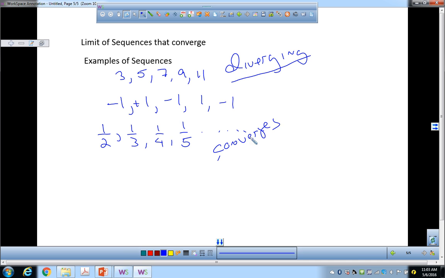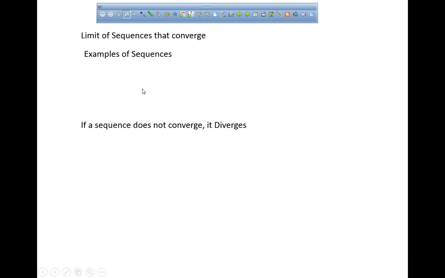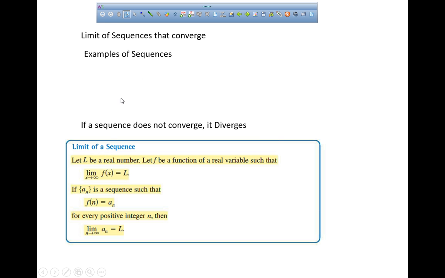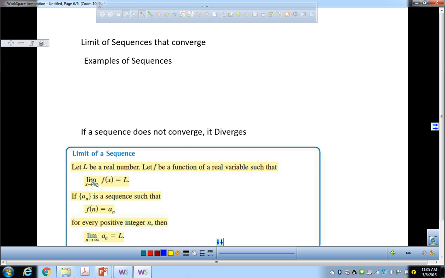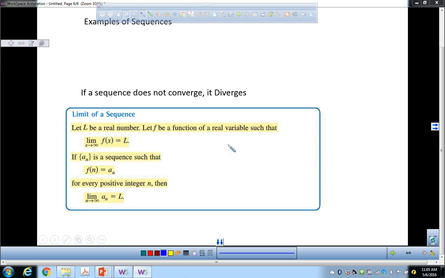We'll do another one in a second. Let's see if I have this on my PowerPoint somewhere. It says if a sequence does not converge, it diverges. And then it says this. So what this says is that if a sequence converges, then the limiting value of that sequence is the same as the limit of the nth term. I'll show you what I mean in a second.